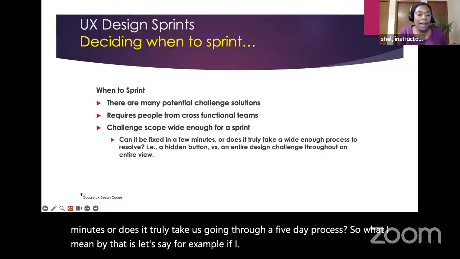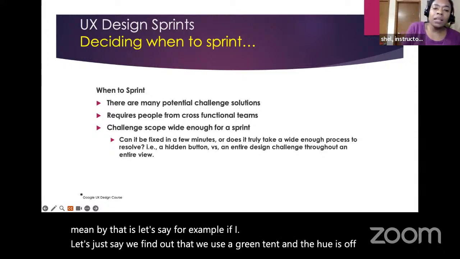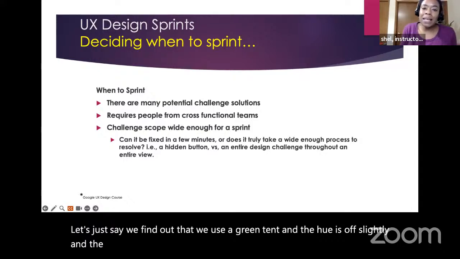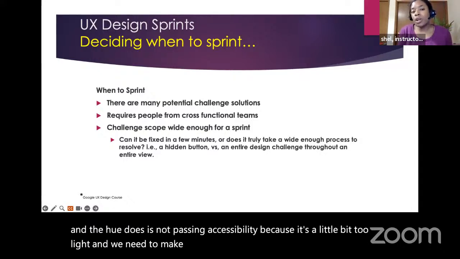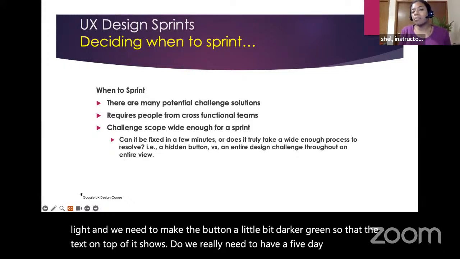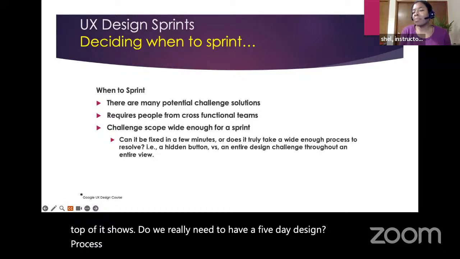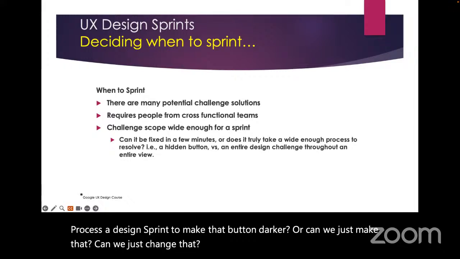So what I mean by that is, let's just say we find out that we use a green tint and the hue is off slightly, and the hue is not passing accessibility because it's a little bit too light, and we need to make the button a little bit darker green so that the text on top of it shows. Do we really need to have a 5-day design process, a design sprint, to make that button darker, or can we just change that? Right. Yeah, just change it. Yep.